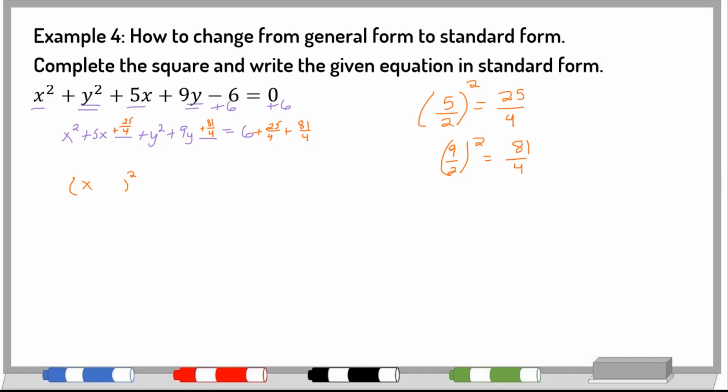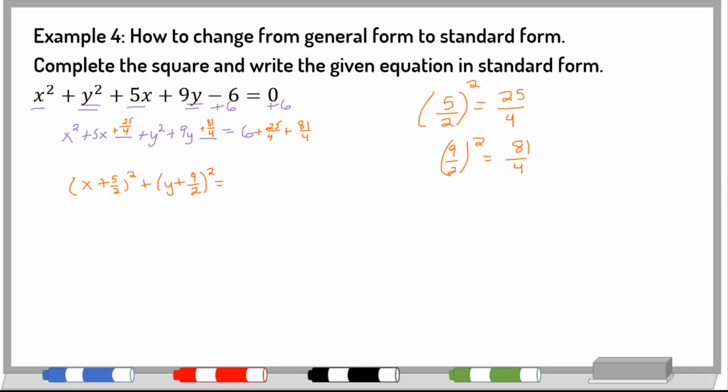Now this is where that hint, that what should go in here should be half of the number in front of x, is really, really helpful, so that you don't have to struggle through the mind process yourself of getting there. Because half of 5 is 5 halves, this should be plus 5 halves. And because half of 9 is 9 halves, we're going to put plus 9 halves.